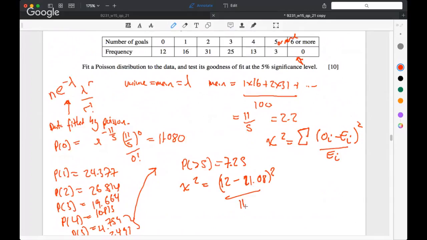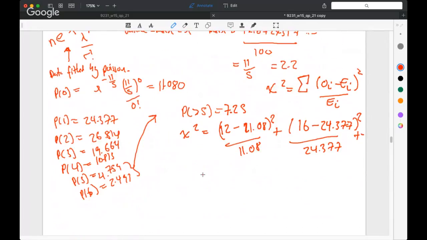So we do that, and we add on, we observe 16 goals, then we actually predicted, wait, did I write down this number wrong? Yeah, no, everything's good, right? Yeah, we actually predicted 24.377, and we square that. We divide by 24.377, and we keep doing that. And then we eventually get a chi-squared value of 7.99. Okay, so that's just what you get when you do this for every single bit of data.